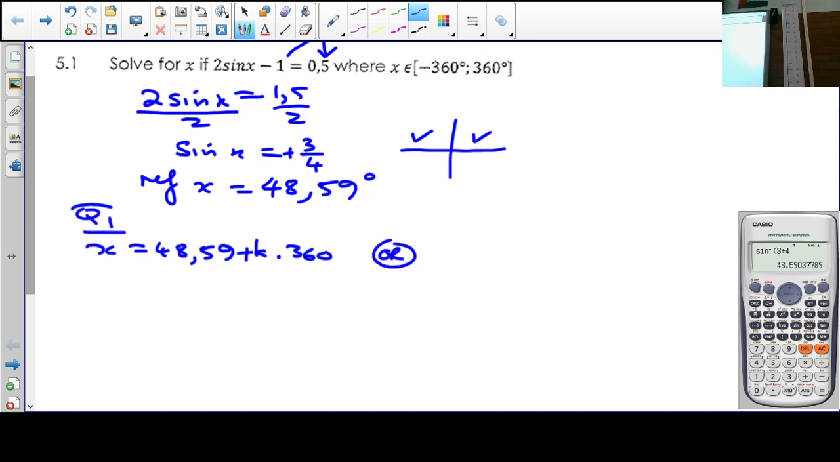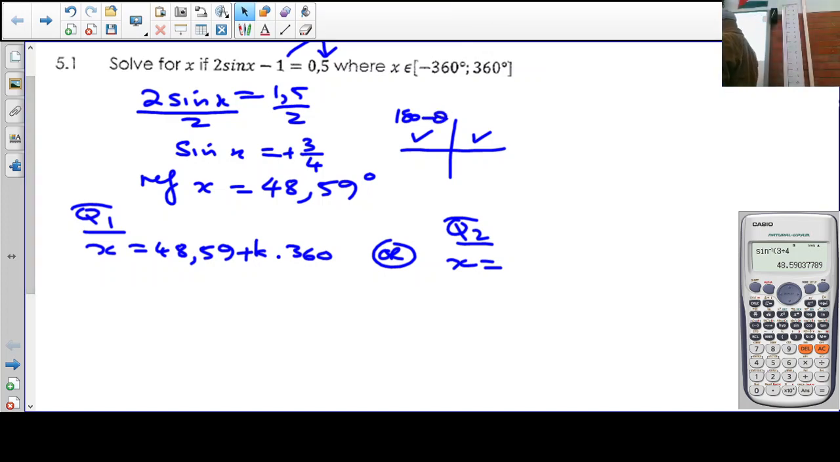Or, on the other hand, in quadrant 2, it's going to be x is equal to 180 minus 48,59. Remember, to get into the second quadrant is 180 minus the angle, the reference angle, okay? So put there 180 minus the reference angle, which you just calculated, is 131,41 degrees plus k times 360.